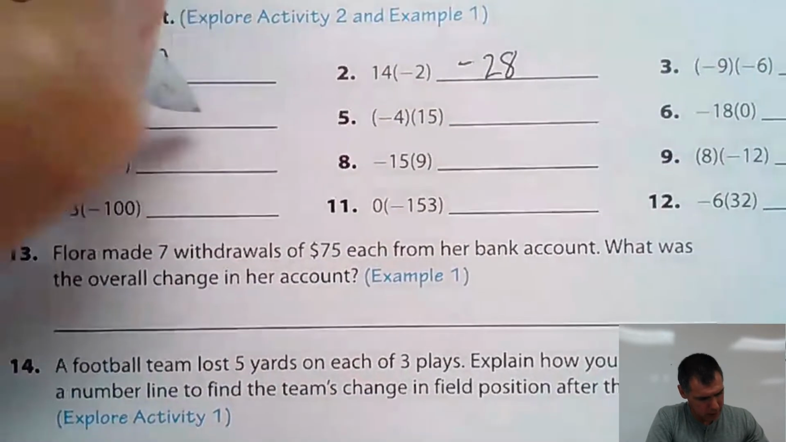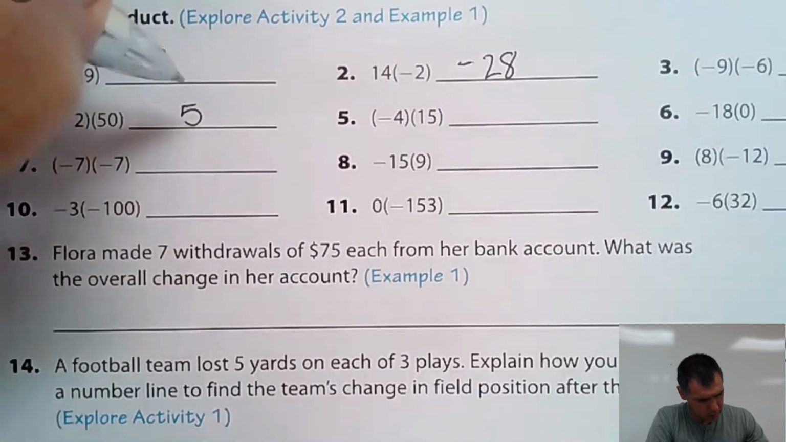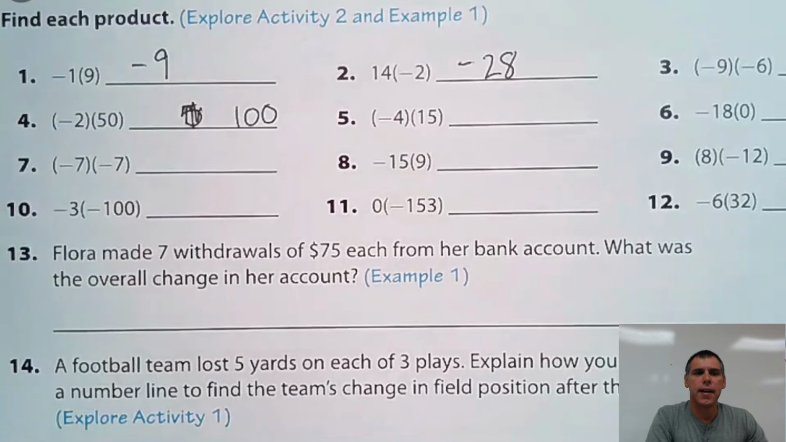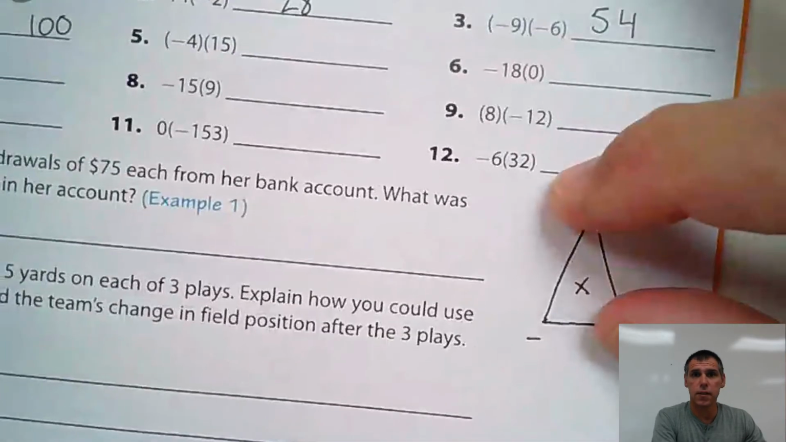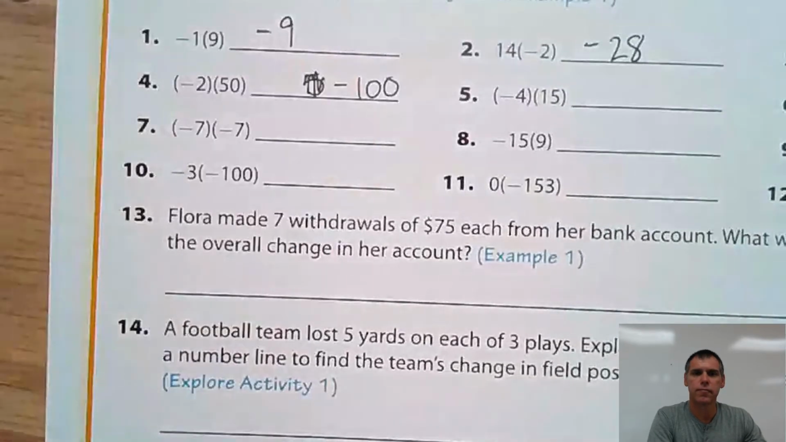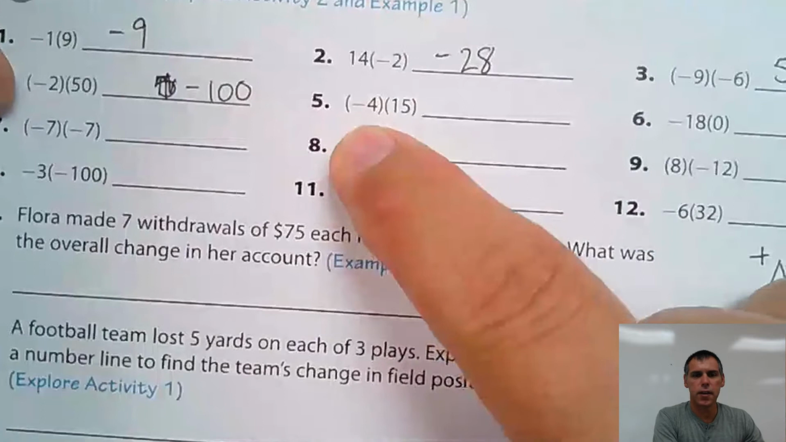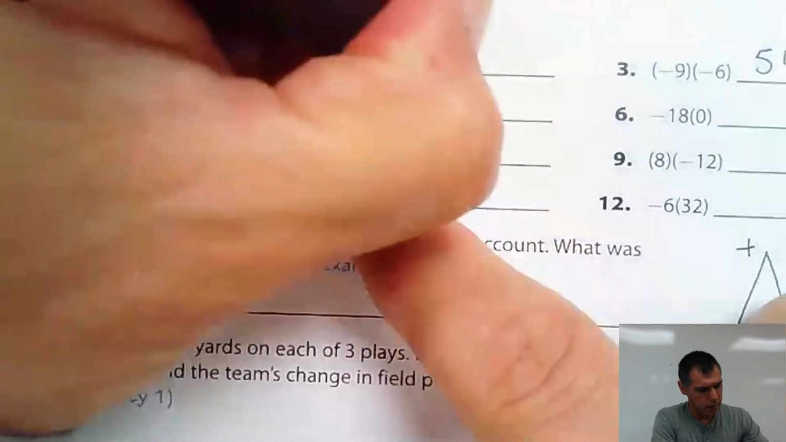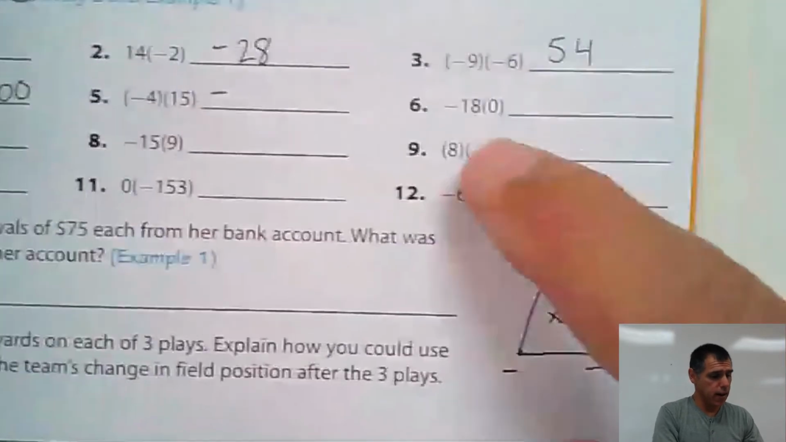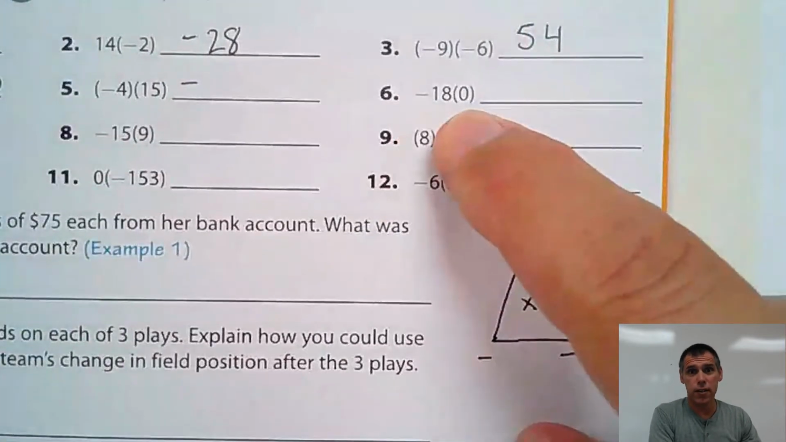So 2 times 50, what I often do is I know that 2 times 50 is 100. And then negative times positive is negative. And so I will write negative. This one, negative times positive, once again, negative. And we can really just go through the line here. Anything times 0 is 0.